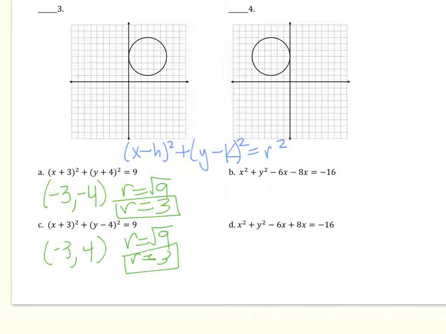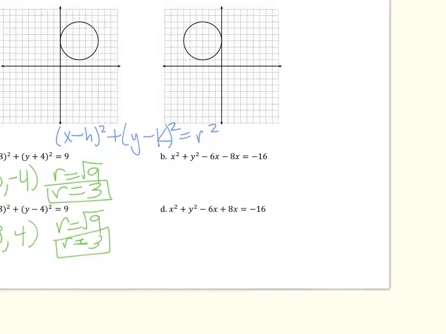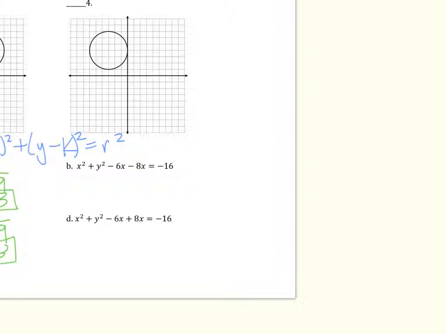Question B and D are a little bit more challenging, though, so we're going to have to do some math for those. I'm going to go ahead and move this over a little bit so we have space to do this math. Okay, so for letter B, I have x squared minus 6x plus y squared. Uh-oh, that's a typo. That should say y. Minus 8y equals negative 16.